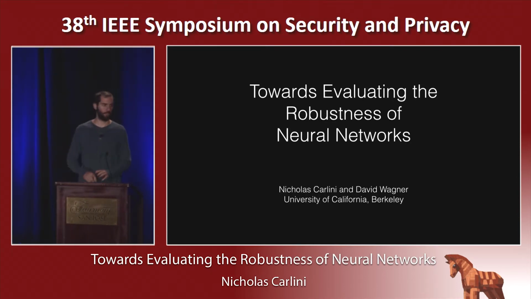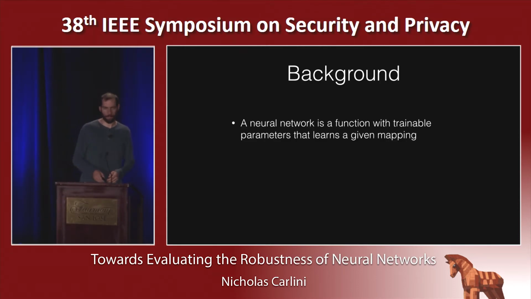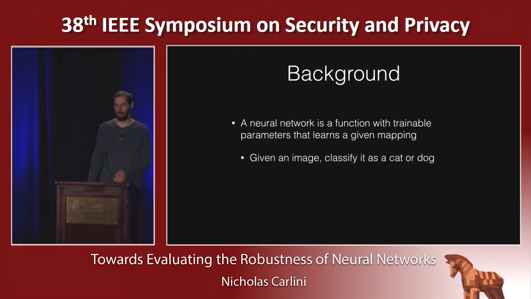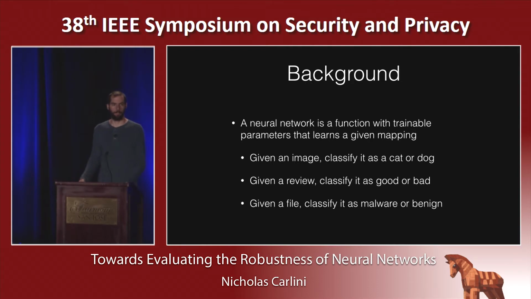So before I start talking about anything related to security, let me give you a little bit of background on the machine learning side of things. For the purposes of this talk, I'm going to be focusing on neural networks, which you can basically think of as a function with some trainable parameters that's going to learn some kind of mapping. So this might be: given an image, classify it as a cat or a dog; given a review, classify it as good or bad; given a file, say it's malware or benign. Neural networks can do many types of things, but for this talk I'm going to look at just the classification side of things. So just neural networks for classification.